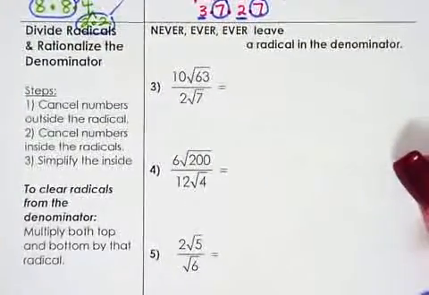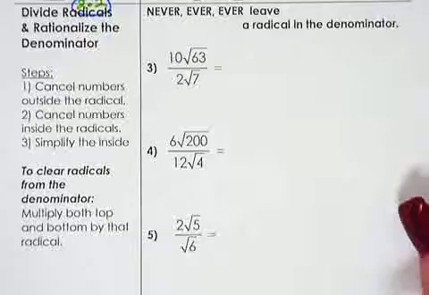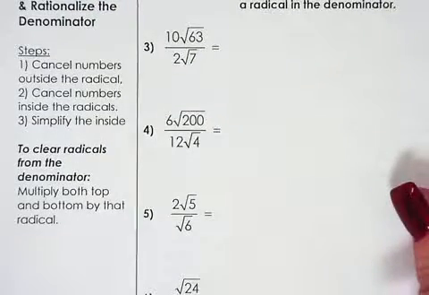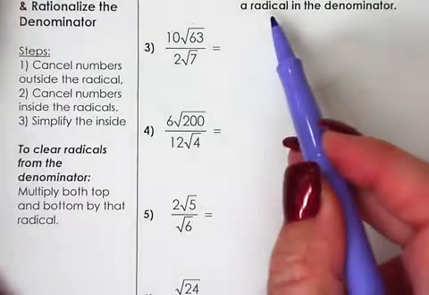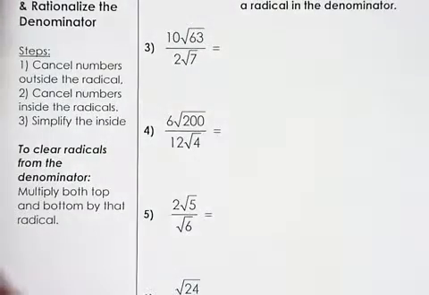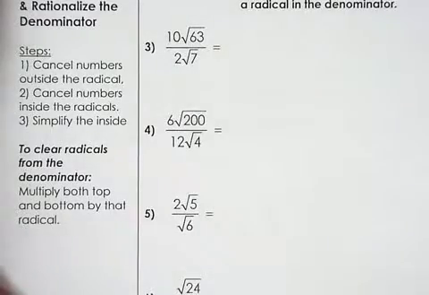Okay, let's look at division now. When we divide, we're going to simplify the outsides just by canceling, and then simplify the insides also by canceling. Ultimately, you can never leave a radical in the denominator. So let's go ahead and do some reducing here.